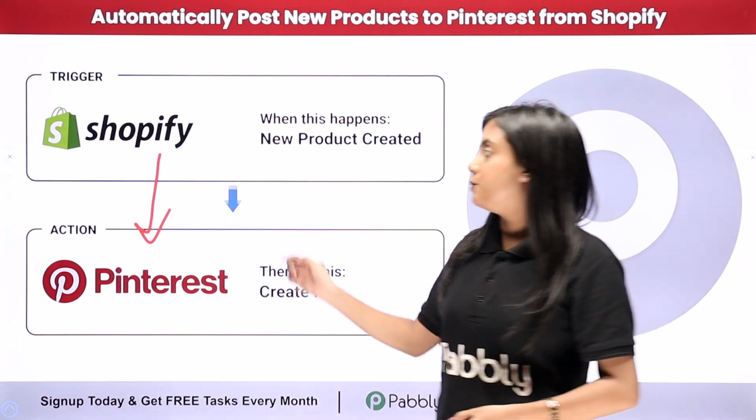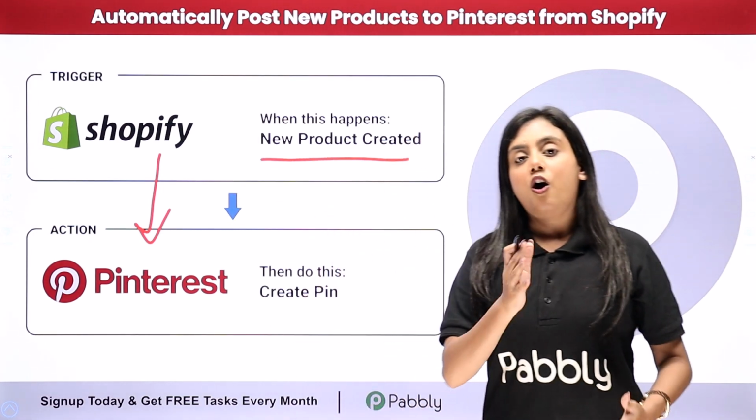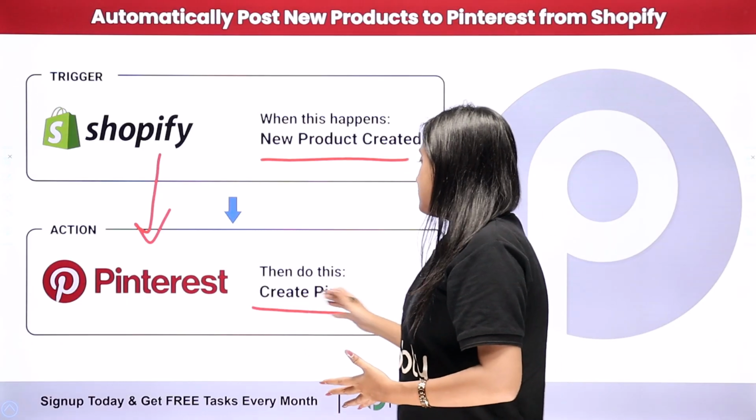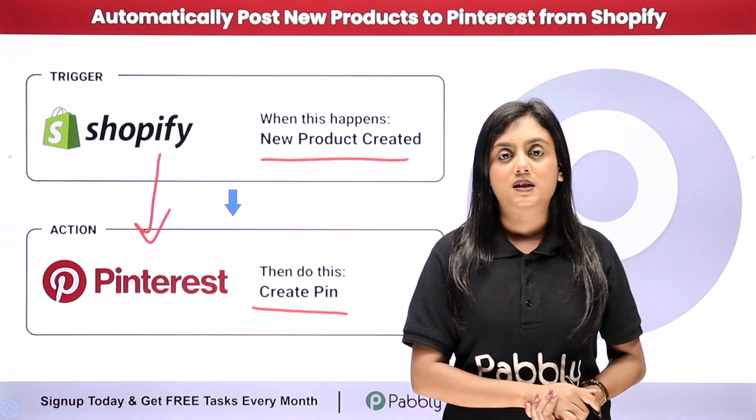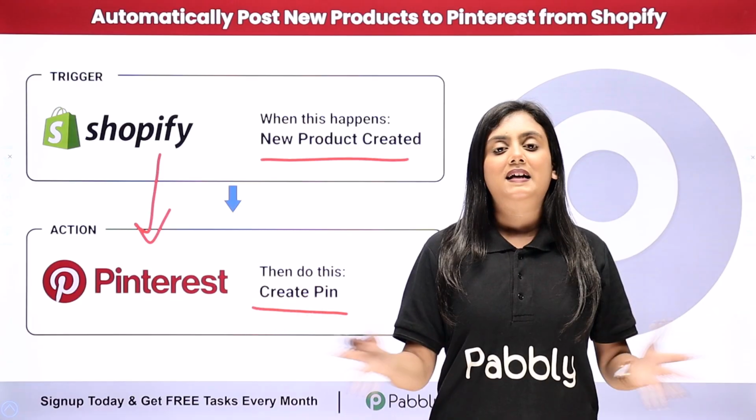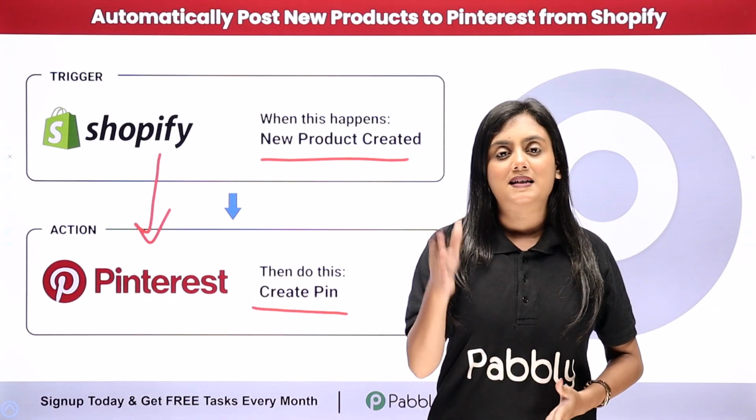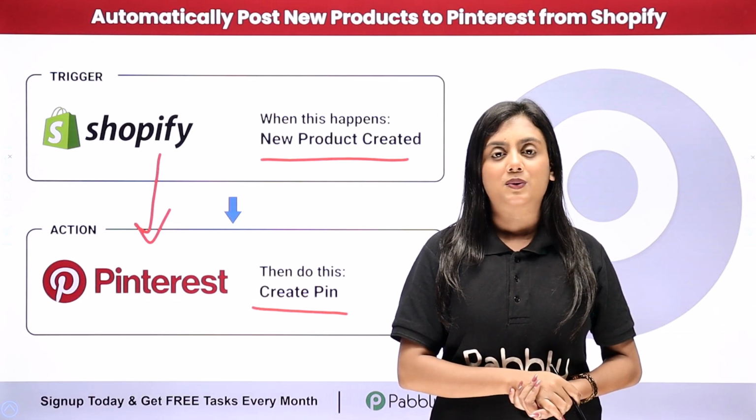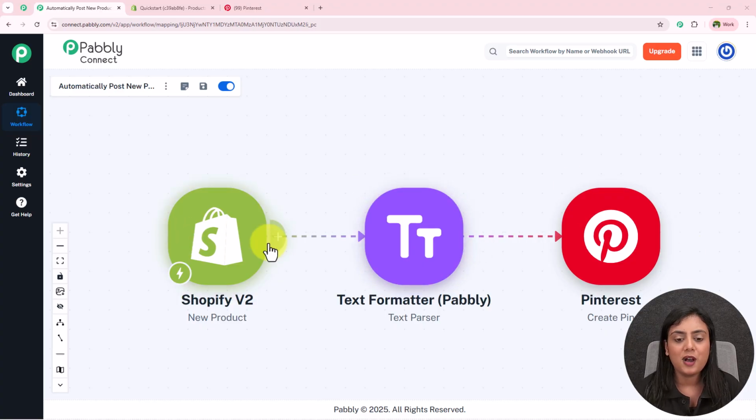Now, whenever a new product is going to be created, automatically a product pin is going to be created in my Pinterest board. Okay? So, if you want to learn the entire process step by step, for that I'm going to take you towards my screen. So, first of all, let me show you how this amazing automation is going to work in real time.